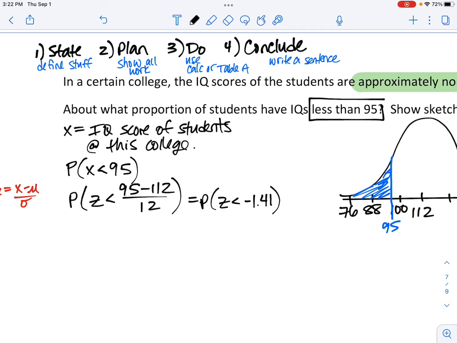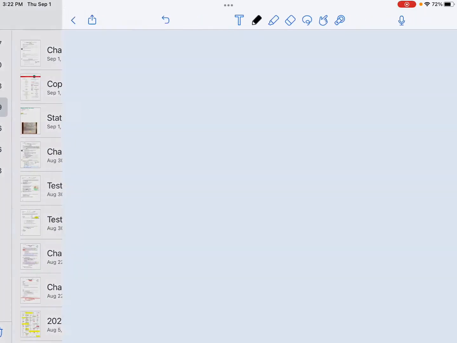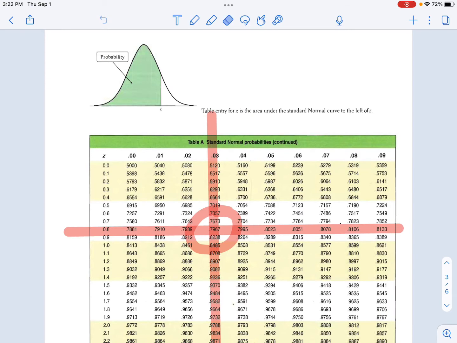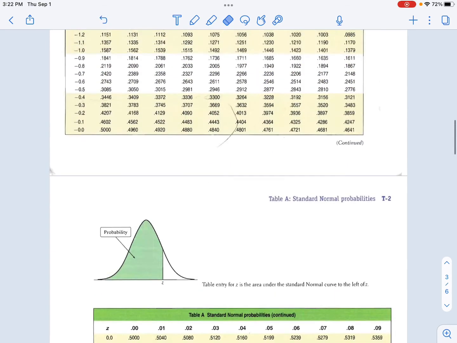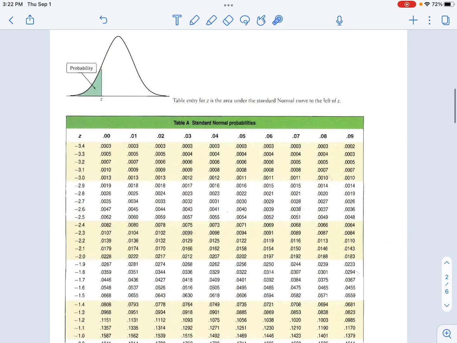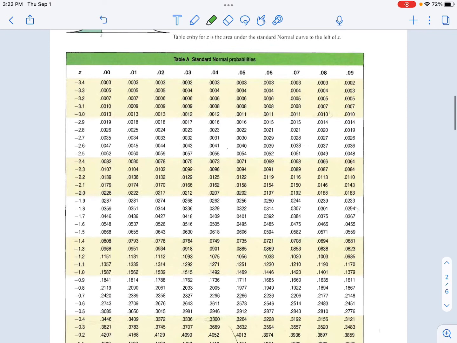So when I look up table A, let me find negative 1.41. Where's table A? Let me show you how we do this. On the negative page, make sure that it says table A. There is a table B and a table C. Don't get those confused. But I'm looking up negative 1.41. Or I guess if you round it, it's negative 1.42. That's okay. I'll go negative 1.41 right here.